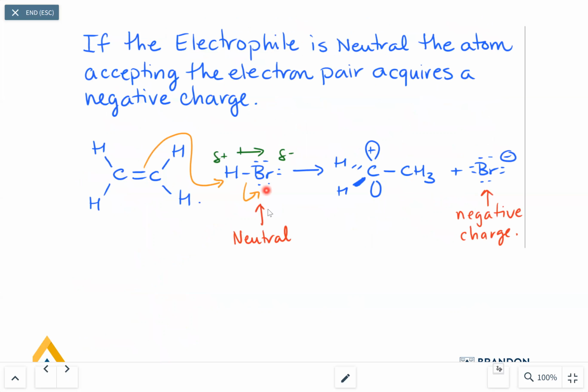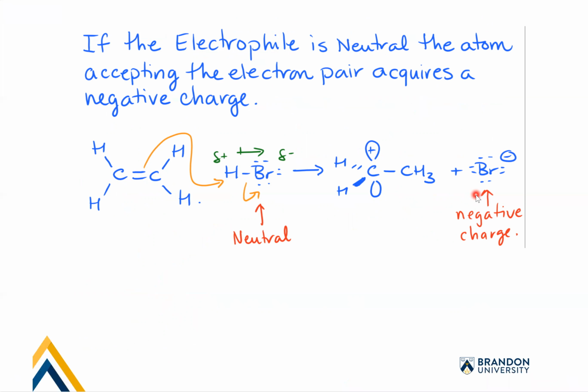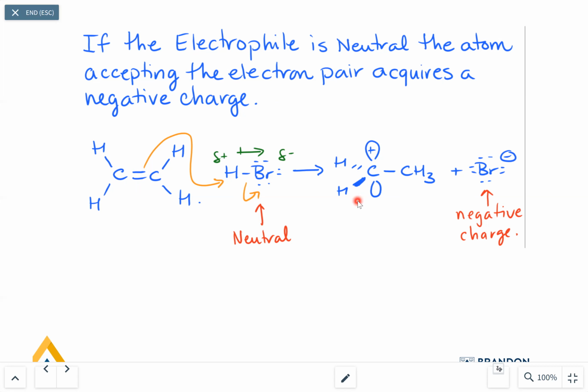And if the electrophile is neutral at the start, like HBr, once it gets attacked and this bond is broken, now it's got a negative charge. So electrophiles, if they start neutral, will end up negative. And if a nucleophile starts neutral, like here, it ends up positive. And then this would attack there, and that would be the end of that reaction.